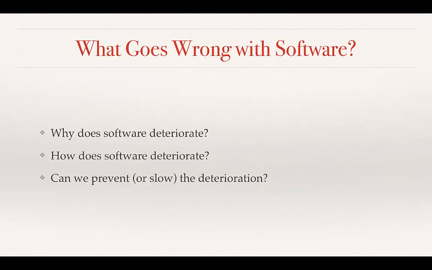In his paper, Design Principles and Design Patterns, Robert Martin begins by asking the question, what goes wrong with software? Now, this is a pretty big question, and we've talked about it before when we talked about why software deteriorates. And if I give you just 5 seconds, you should be able to tell me why software deteriorates with a one-word answer. 5 seconds starting now.